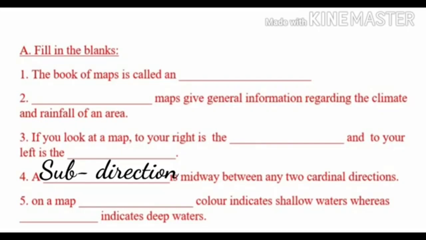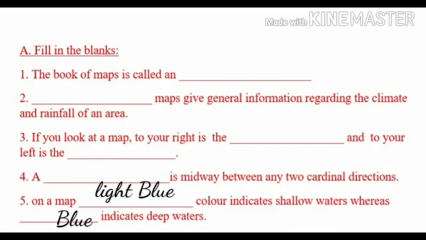Fifth question, on a map, dash color indicates shallow waters whereas dash indicates deep waters. Yes, the answer is light blue and blue. See children, on a map, light blue color indicates shallow waters whereas blue indicates deep waters.